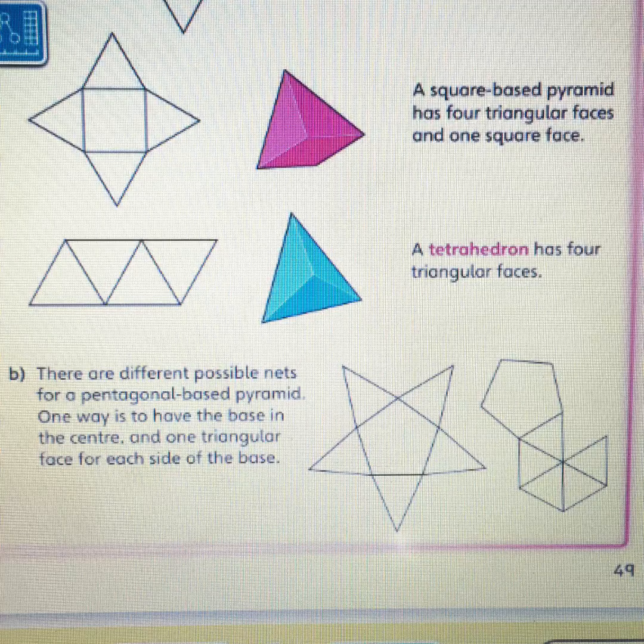Super. And then the last one then, there are different possible nets, okay? There are different possible nets for most 3D shapes, and there's a couple for a pentagonal-based pyramid. The easiest one is going to be to have the pentagon base in the centre and the triangles on each side. But you could also have the option on the right-hand side as well, okay? And both of those would work.